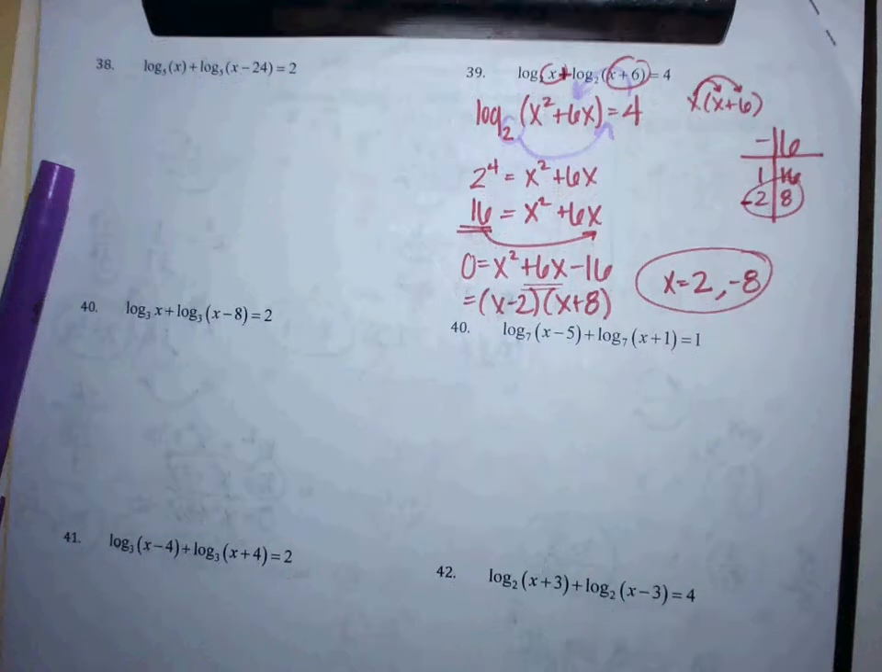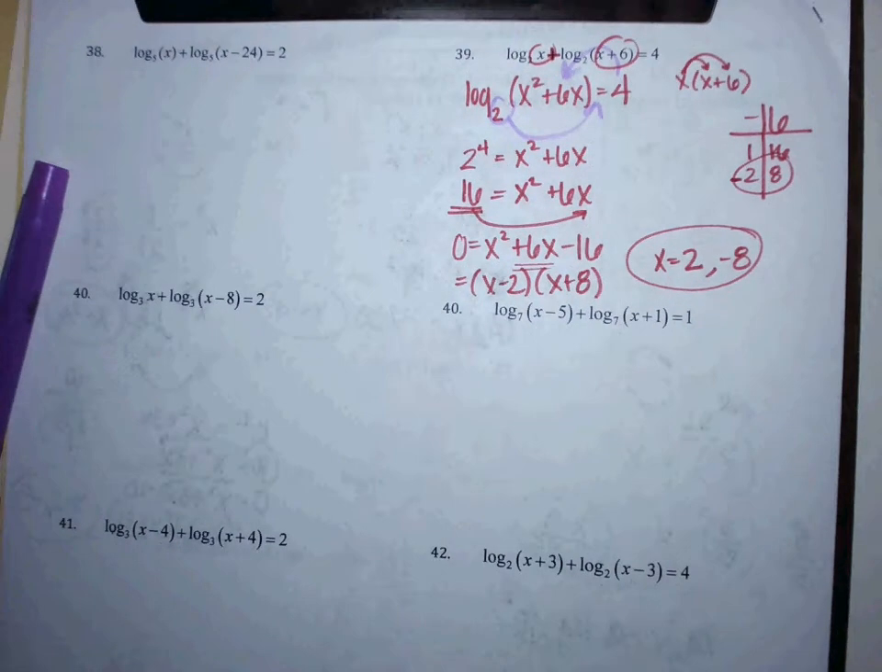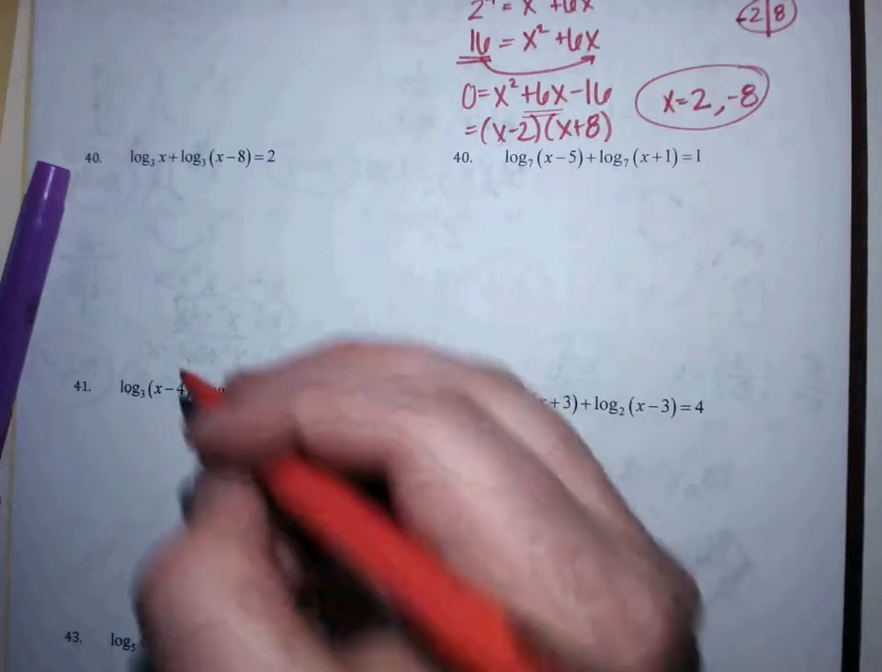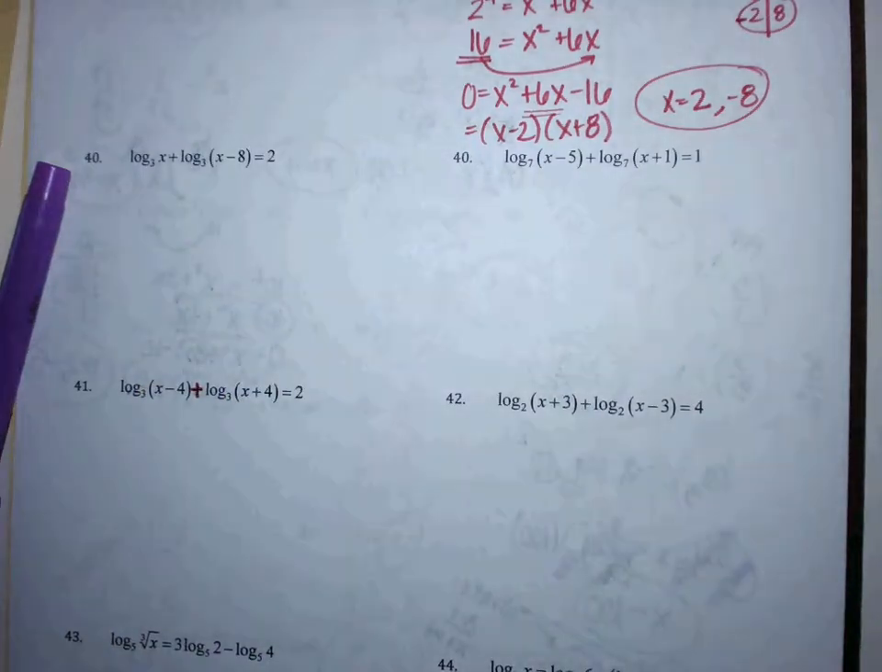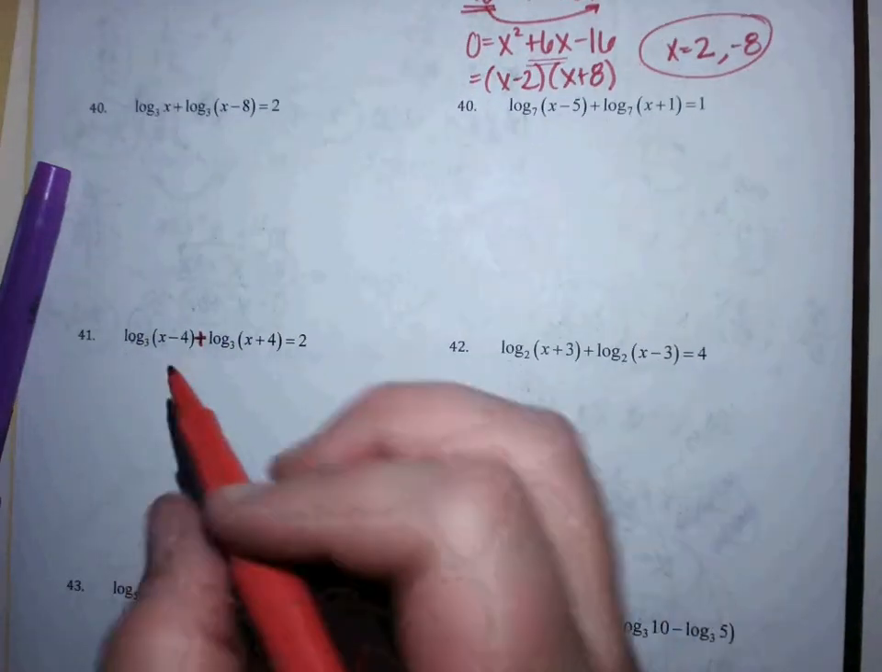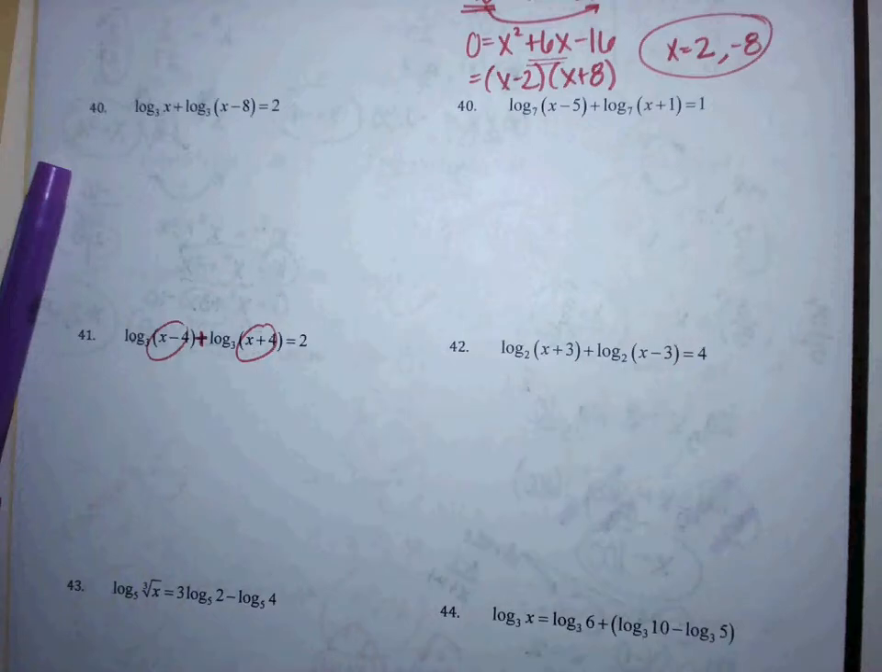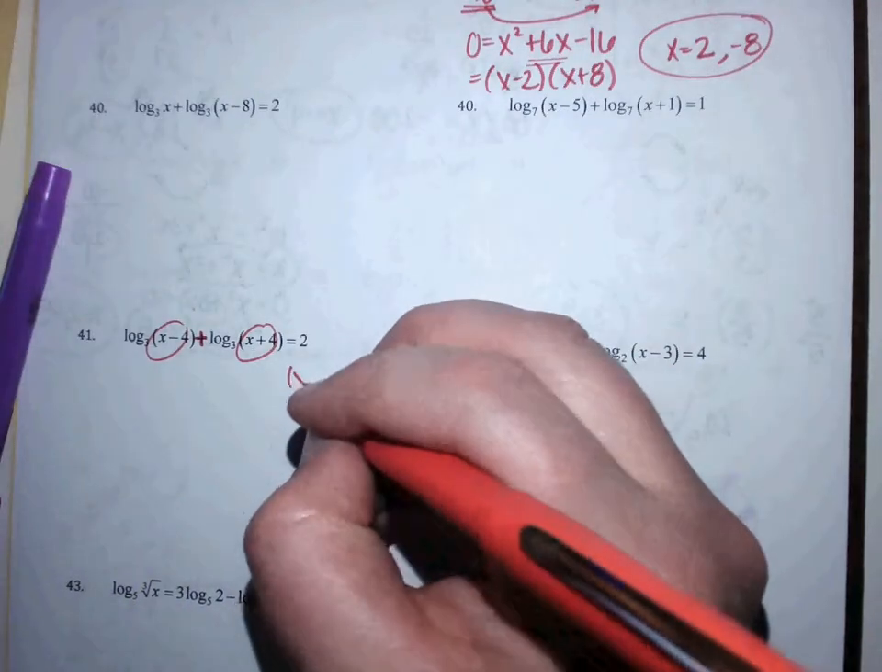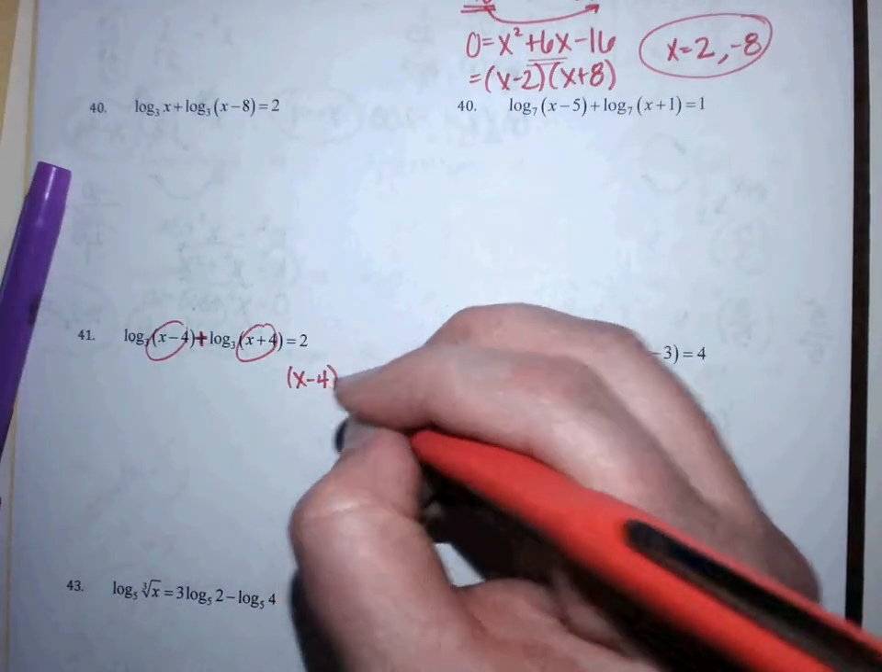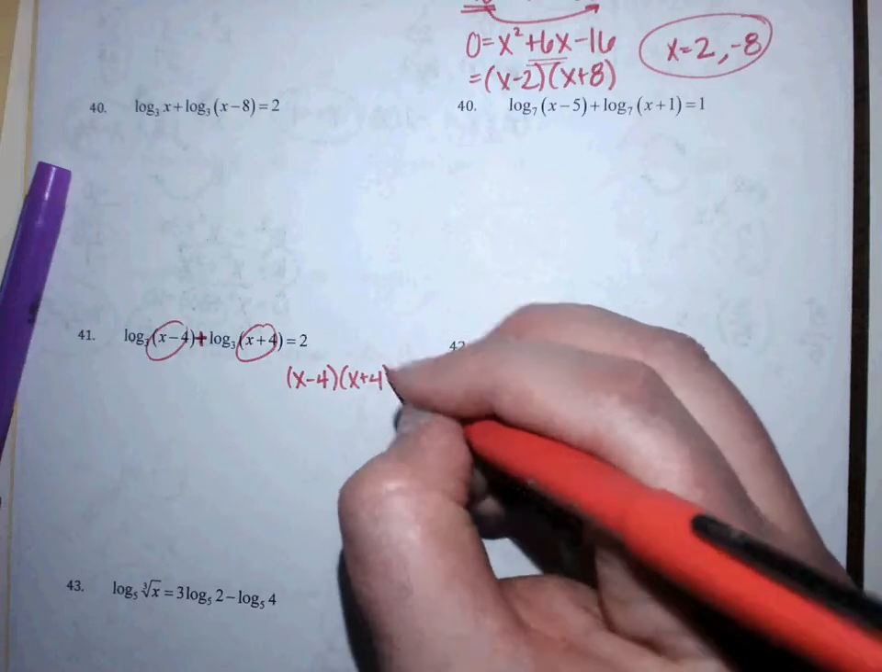Okay, a couple more left. Take a look at number, let's do number 40. Let's do 41. Okay, number 41, take a look. I have logs and they are added. Remember, whenever your logs are added, that means you got to multiply these guys out. So I'm going to have an x minus 4 times an x plus 4.